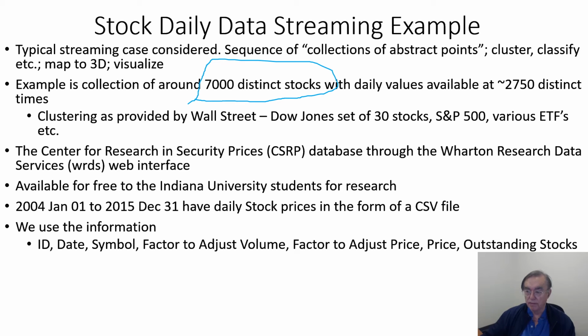And we can look at them at almost 3,000 distinct times. The labeling was defined by various Wall Street and Dow Jones classifications. The data comes from the Wharton Research Data Services, which is available to university students for research. We went from January 2001 to December 2015. And we use this, which is basically date, symbol, price, and various corrections for splits and things like that.